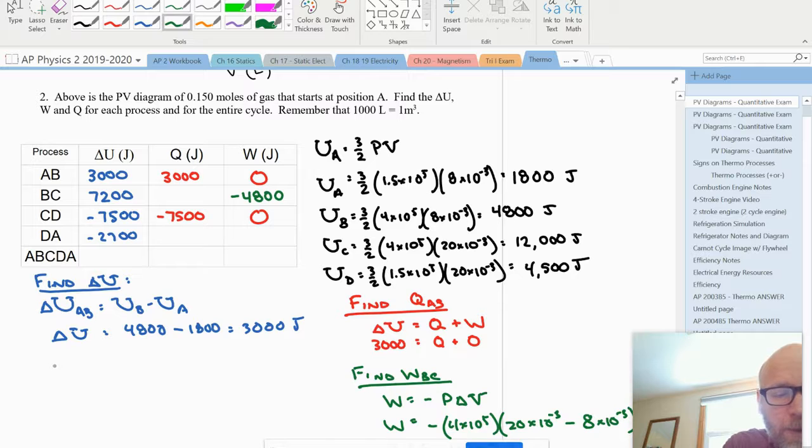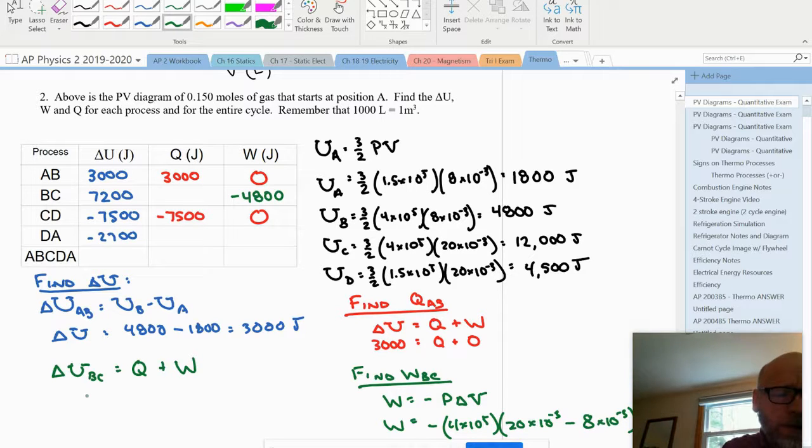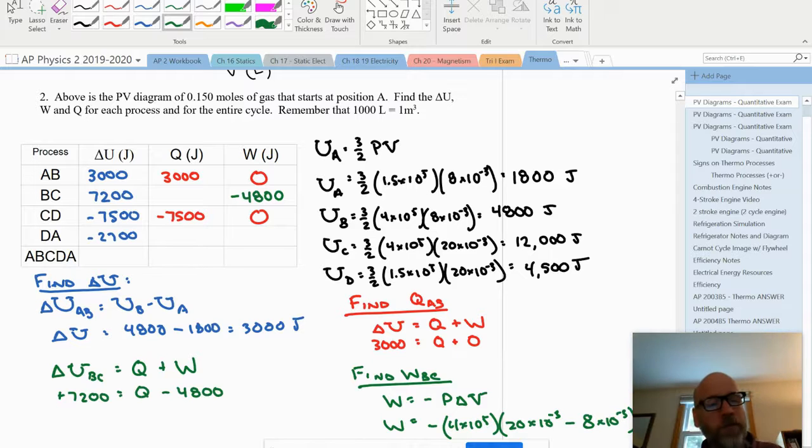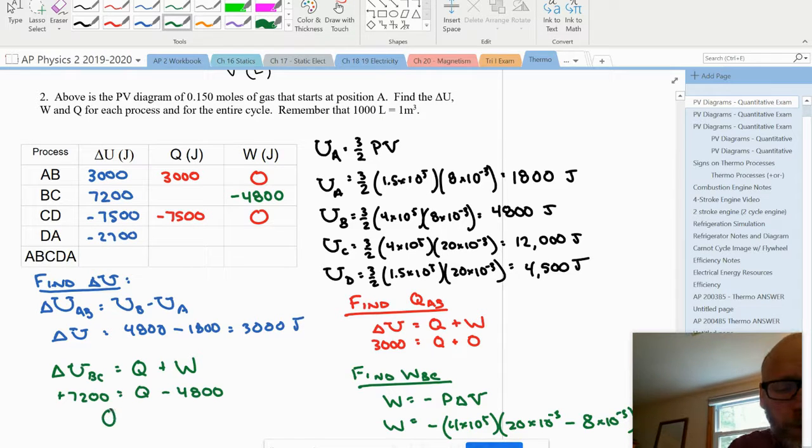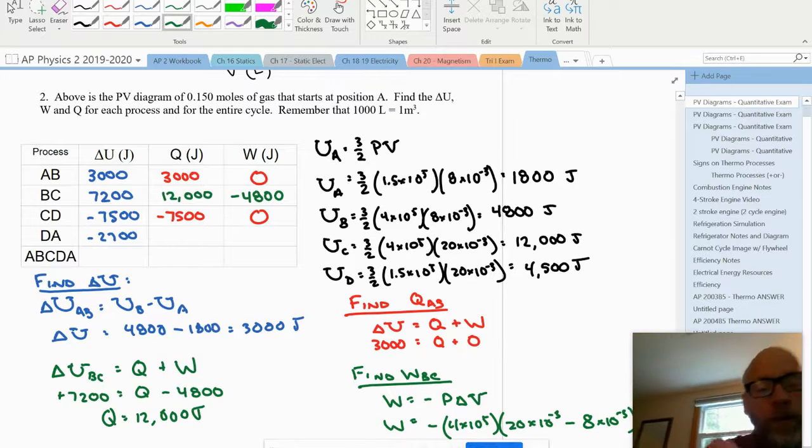I can say that delta U for B to C is Q plus work, right? And if I have positive 7,200 equals Q minus 4,800, I think this is why I show it this way, so that you don't mess up the sign. You know what I end up with? 12,000 joules of heat had to have been added during that process.